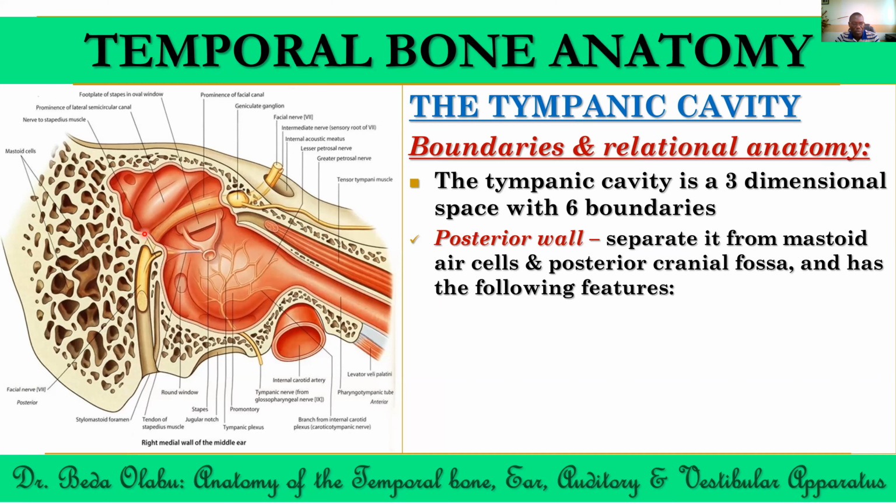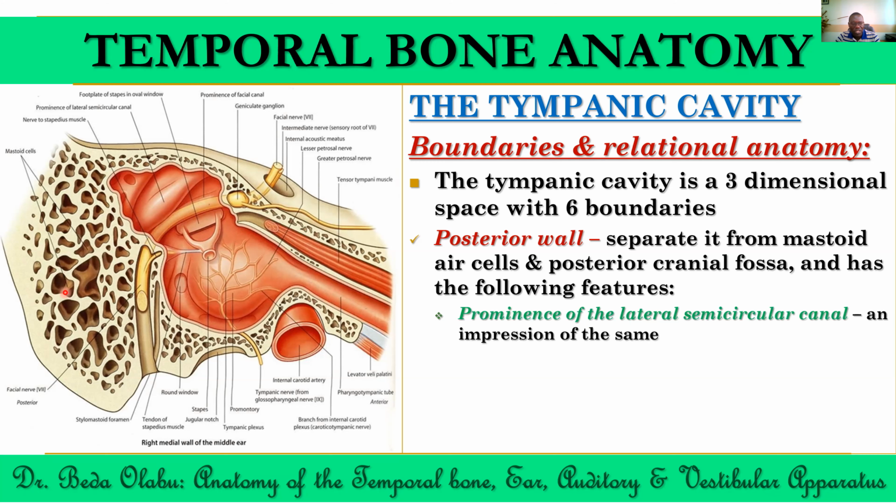We can now talk about the posterior wall, which is partly this region here. The posterior wall of the tympanic cavity is separated from the mastoid air cells, and also to some extent the posterior cranial fossa. That's the following. We have the prominence of the lateral semicircular canal, which is that one on the upper part. We have the pyramidal eminence. The pyramidal eminence is the one that contains the stapedius muscle, which is this one here. There's a nerve that will supply it, which will be coming from the facial nerve, and now you can see the facial nerve very close to that point.